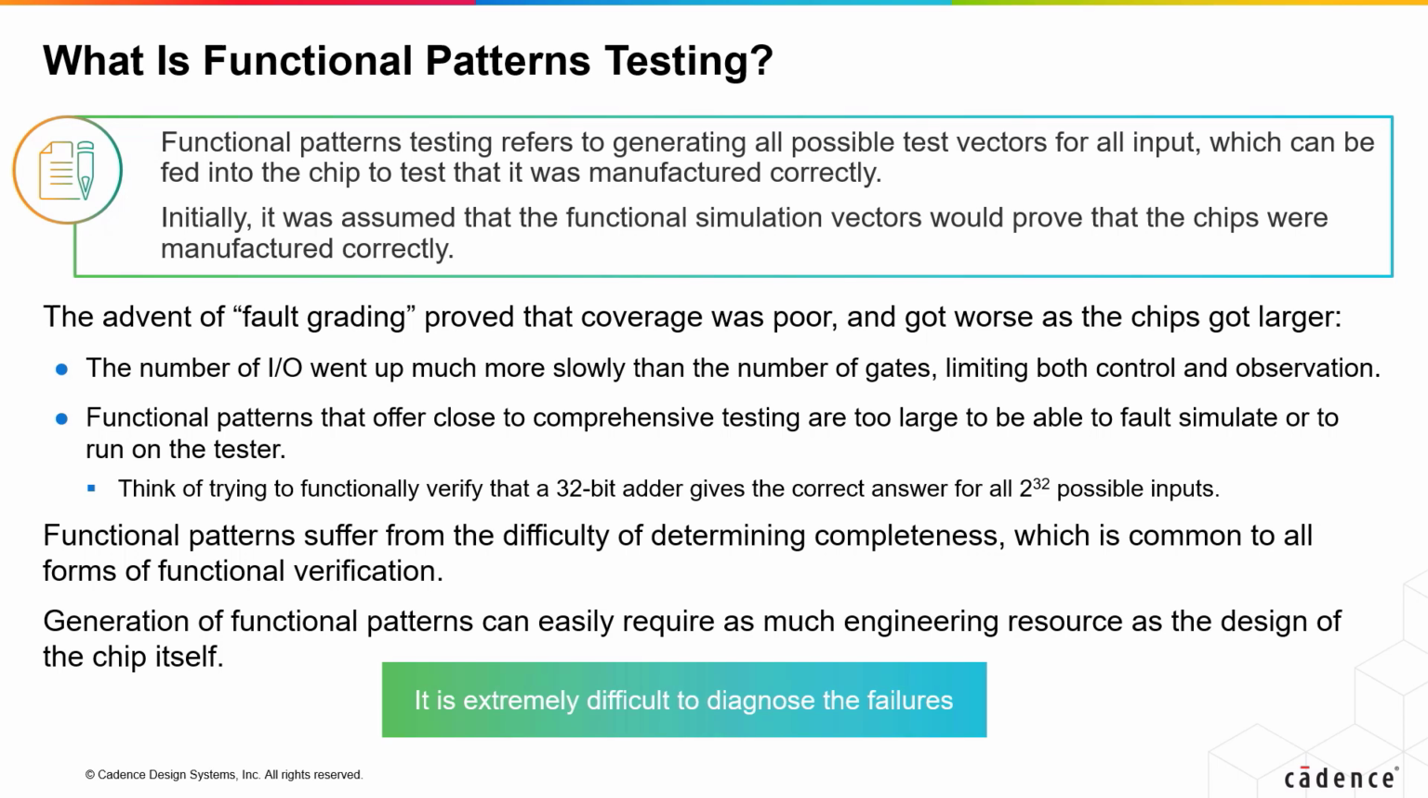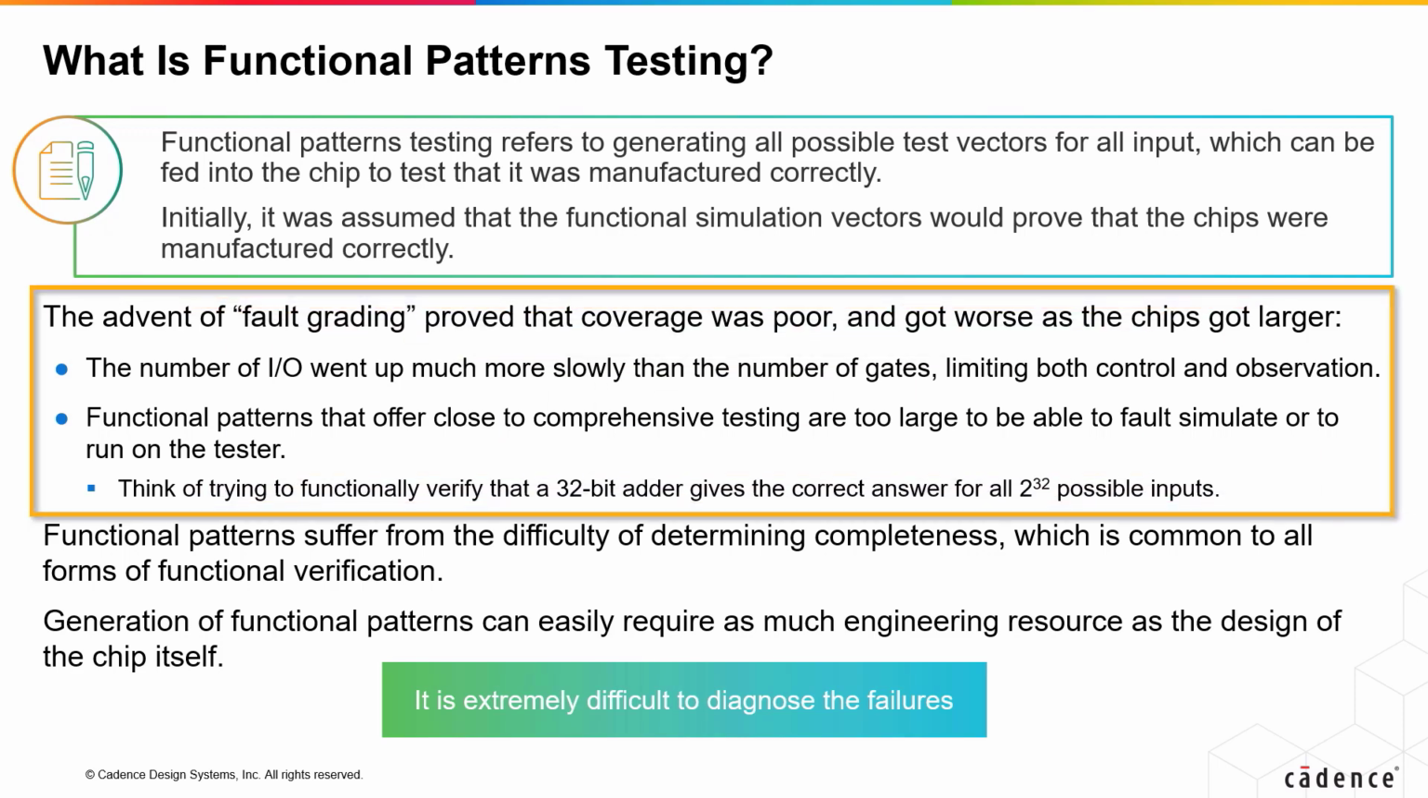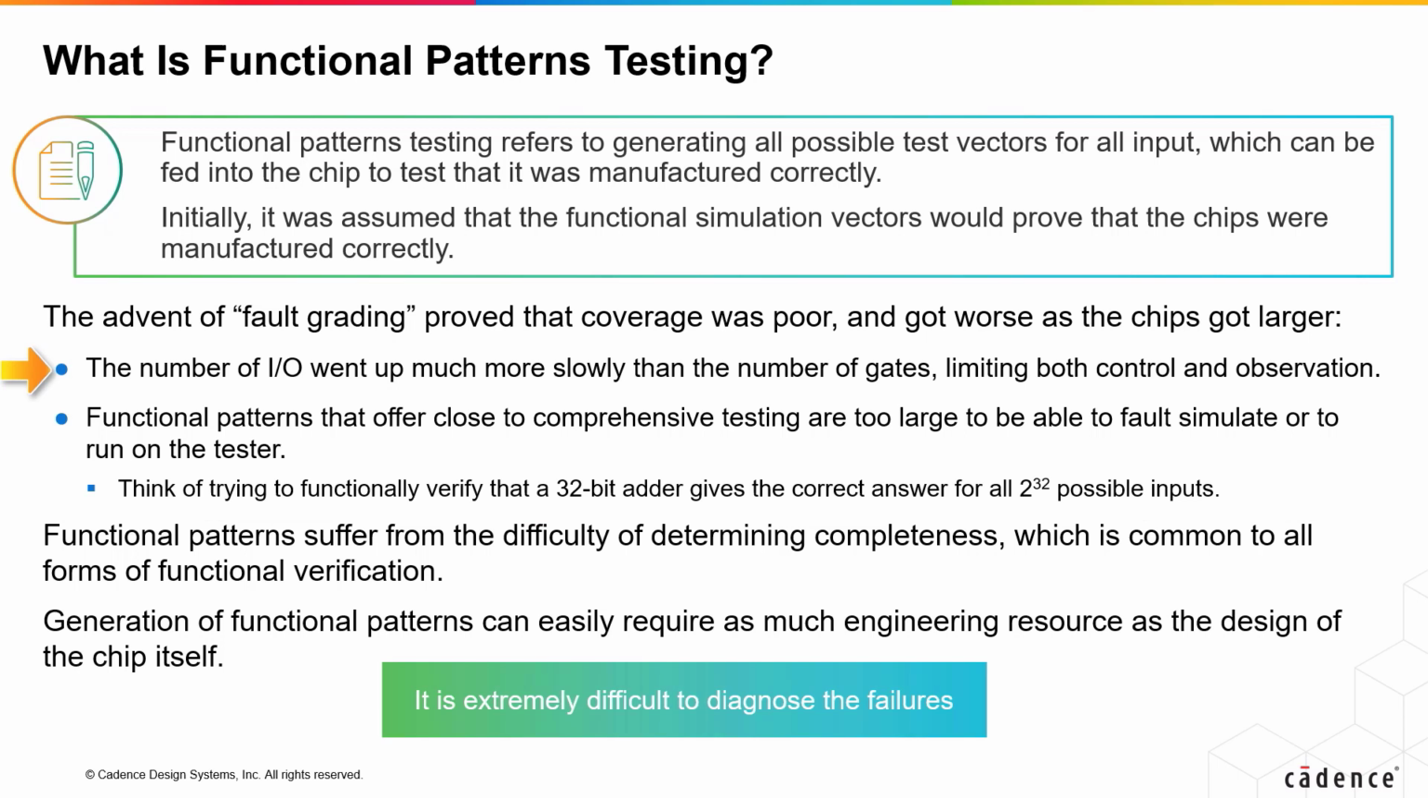There is still no generally accepted means for determining the completeness of functional verification. The advent, in the early 1970s, of the stuck-at-fault model and fault simulation, also called fault grading, found that functional verification patterns provided poor coverage, at best. Furthermore, as chips got larger, the controllability and observability of logic states within the chip became harder and more effort was required to create the functional patterns.